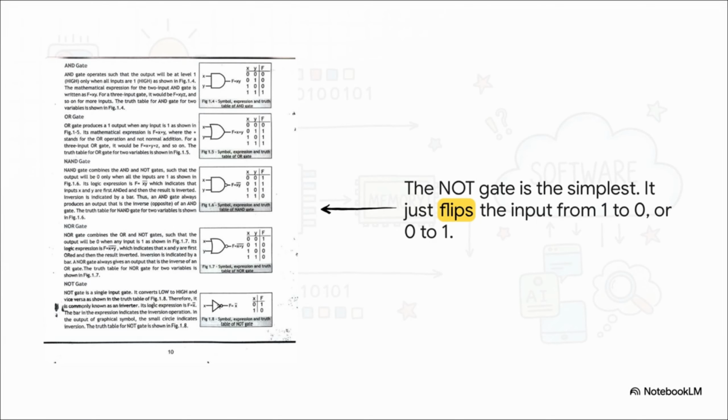Its truth table is about as simple as it gets. A 1 goes in, a 0 comes out. A 0 goes in, a 1 comes out. And that's it. That's the whole story.